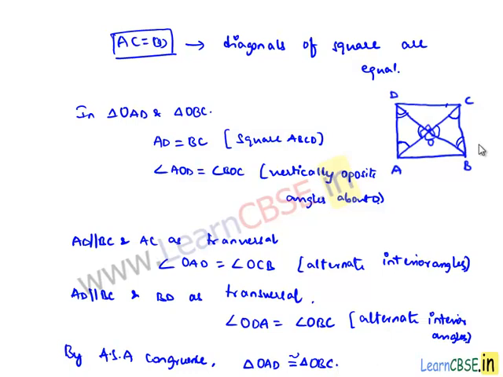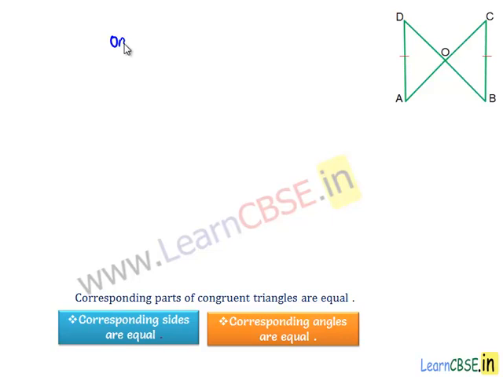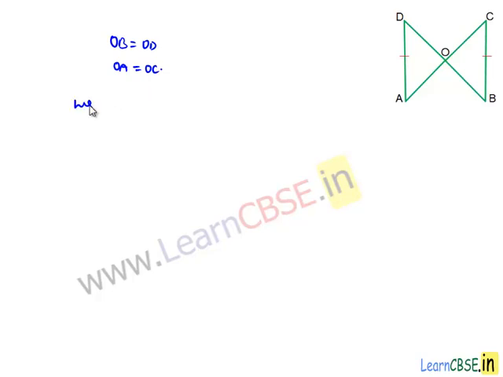So when two triangles are congruent, then we can say the corresponding angles and corresponding sides will be equal. So here we can equate OB is equal to OD and OA is equal to OC. As OB is equal to OD and OA is equal to OC, we can say AC and BD bisect each other.